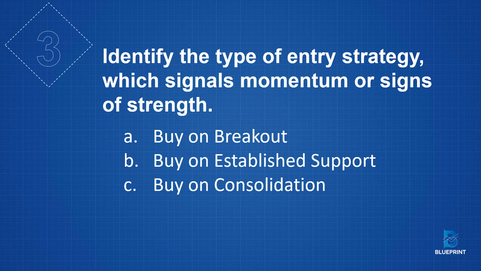Number 3, identify the type of entry strategy with signals, momentum, or signs of strength. A, buy on breakout, B, buy on established support, or C, buy on consolidation. 5, 4, 3, 2, 1. Answer is buy on breakout. Again, when you're buying on breakout, you're expecting momentum to kick in and most probably you're gonna sell on strength.